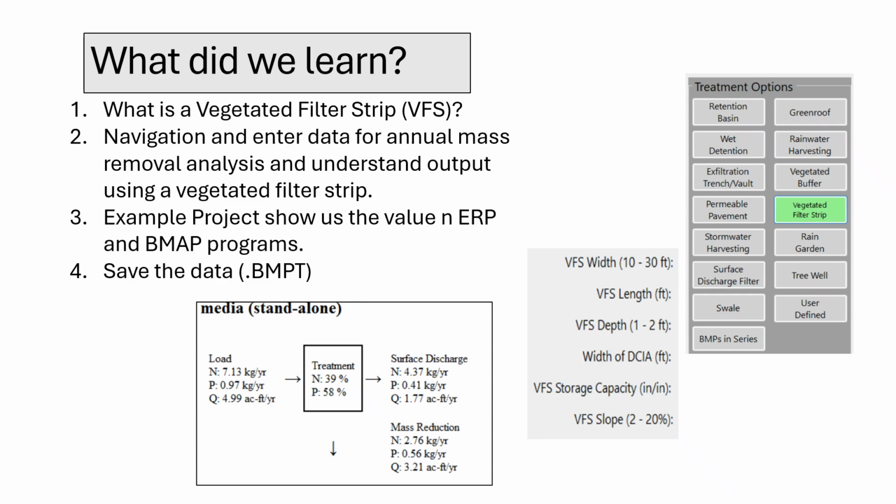Beyond just understanding what a VFS is, we've also navigated the process of entering the necessary data for an annual mass removal analysis into our software and learned how to interpret the resulting output. Our example project highlighted the practical value of VFS, demonstrating how removal percentages align with the requirements for environmental resource permits, or ERPs, and the significant credit that can be assigned to these systems within Basin Management Action Programs, or BMAPs. Finally, remember the importance of saving your analysis data as a BMPT file. This will be invaluable for future use in permit applications and project documentation.